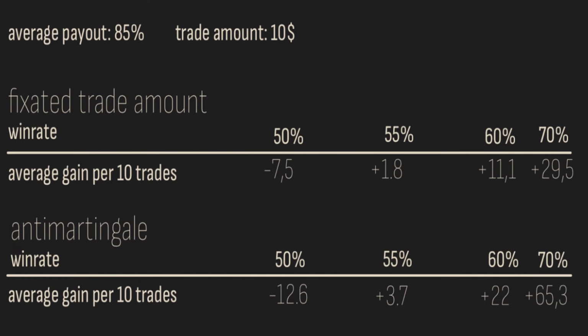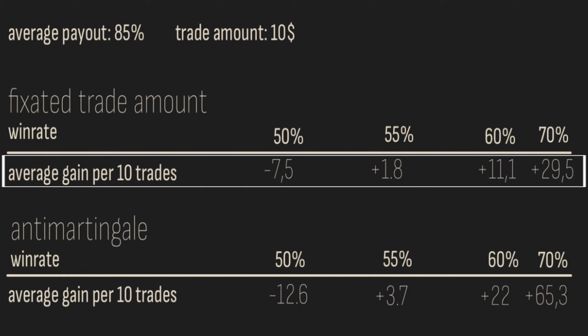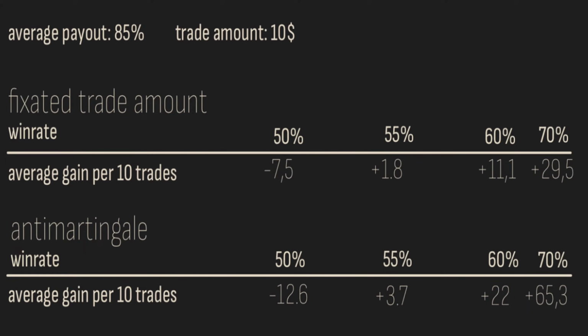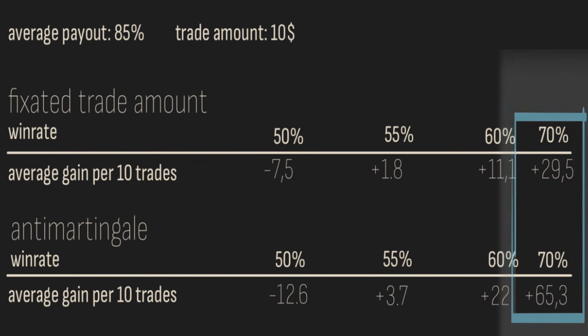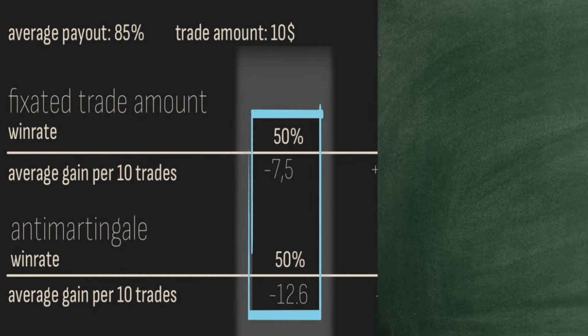Let's say your average payout is 85%. Your trade amount is $10. You trade with the fixed trade amount method, and your win rate is 50, 55, 60, or 70%. On average, every 10 trades, your balance will change by this amount. And here is the same info for the triplet method. As you can see, with the triplet trading strategy, you boost your profit by 2 times, but increase your risk by 1.6 times, not 2 times.